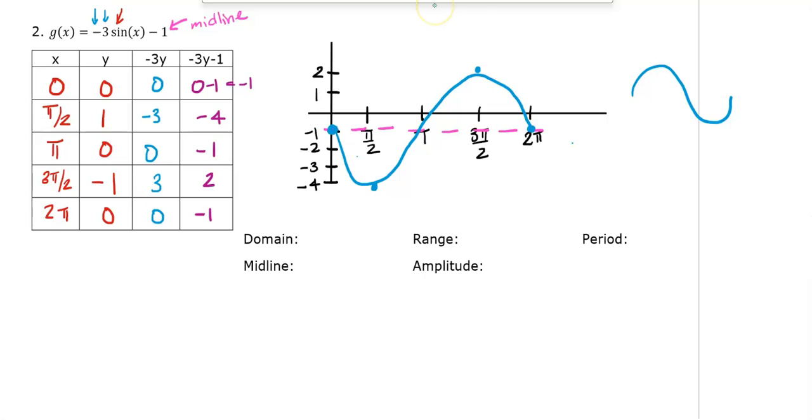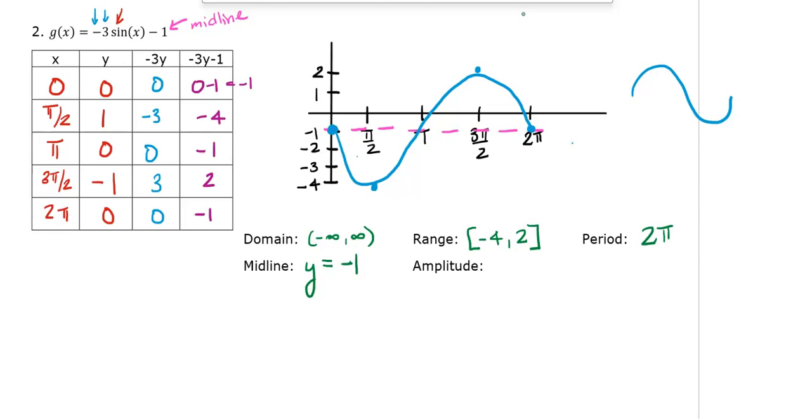So let's go ahead and figure out the critical information here. So what is my domain? Again, it's sine or cosine, and either one of them is always going to be -infinity to infinity. My range. My minimum number here is -4. My maximum number here is 2. So there's my range, -4 to 2. My period. It's 2 pi. It takes 2 pi until it starts to repeat. Midline. Again, y equals -1.